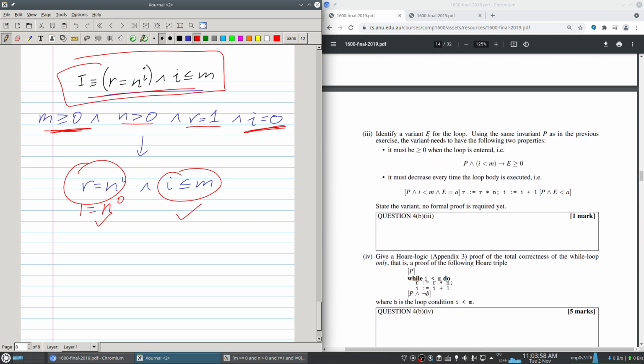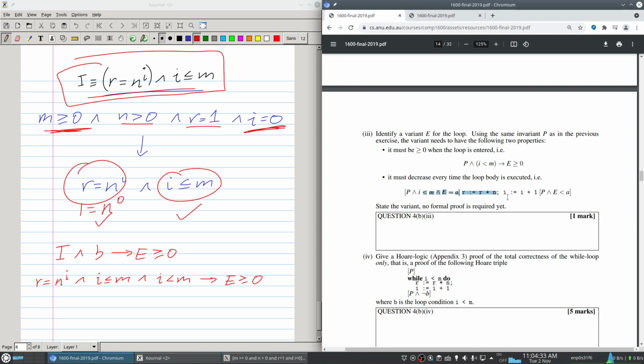Part 3, identify a variant E for the loop. Using the same invariant I as in the previous exercise, these are the following two properties. It must be greater than or equal to 0 when the loop is entered. So we need that invariant I and loop condition B implies the variant is positive. Expanding that out, I need r equals n to the i, and i is less than or equal to m, and i is strictly less than m, implies the variant is greater than or equal to 0. And every time the loop body runs, it decreases by at least 1.